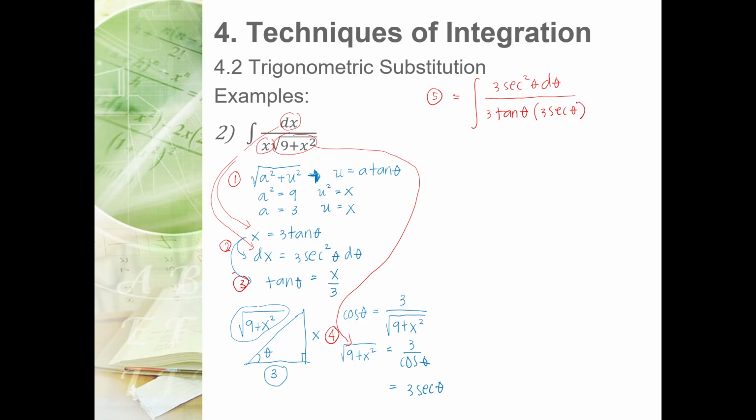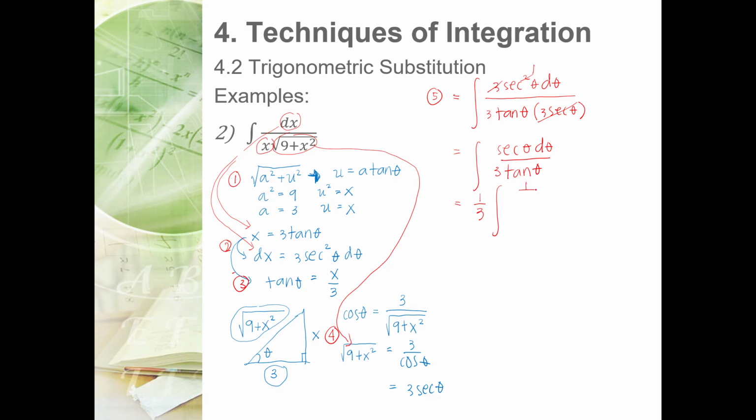So eliminate 3 secant theta, eliminate 3, and then 1 secant theta. This leaves us with just secant theta d theta all over 3 tangent theta. So if we try to further simplify this one, take 1/3 outside.